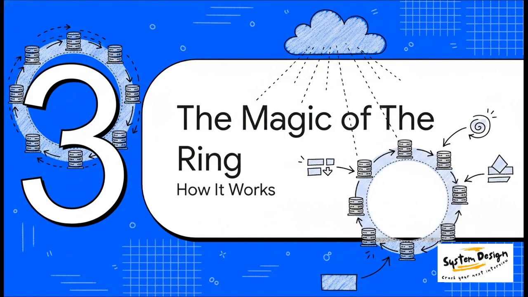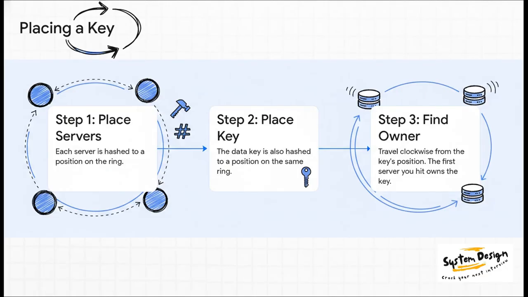So, how does this ring actually work its magic? Let's walk through the mechanics, because it's actually pretty cool. It's a really simple 3-step dance. First, you take each of your servers and you hash its name or IP address to find its spot on the ring. Then, you do the exact same thing for your data key. Hash it and place it on the ring.